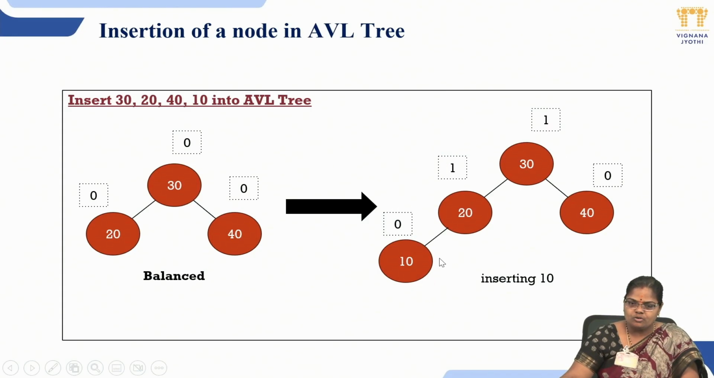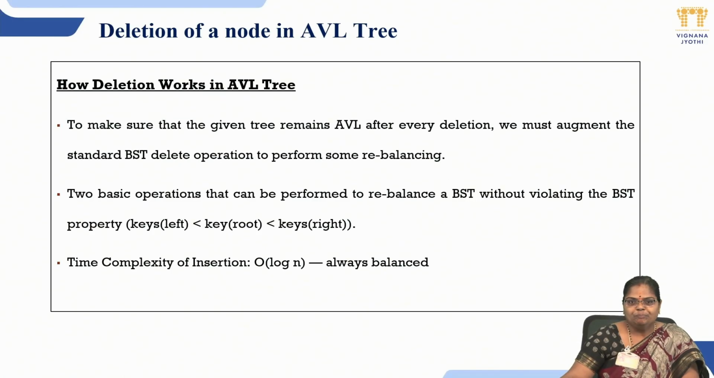So after inserting the node, check for the balance. If it is balanced, perfect. If it is unbalanced, then perform the rotations as per the choice. Proceeding further, the next operation, that is deletion. Now, how do we perform deletions?